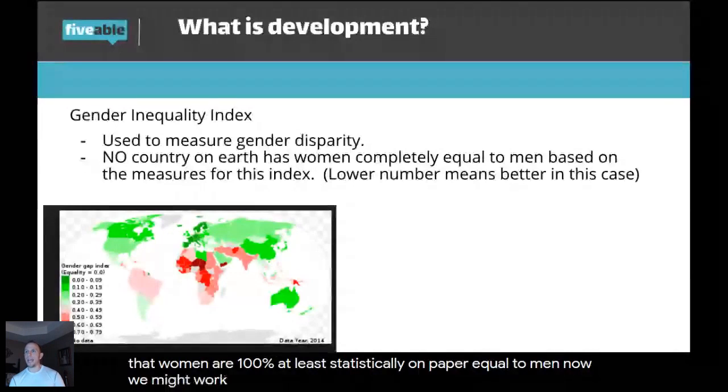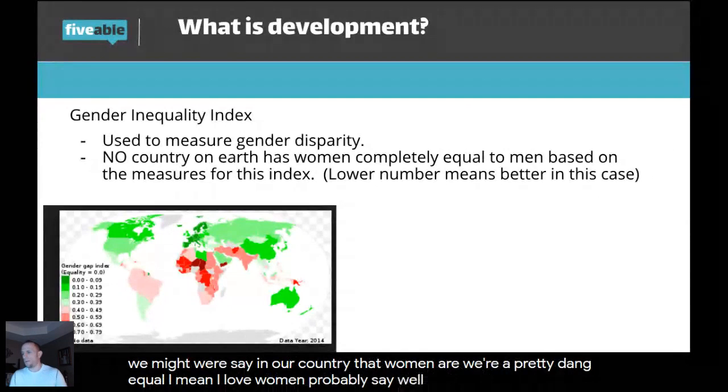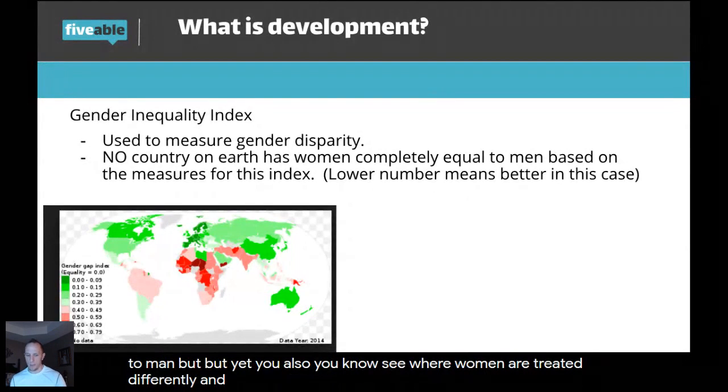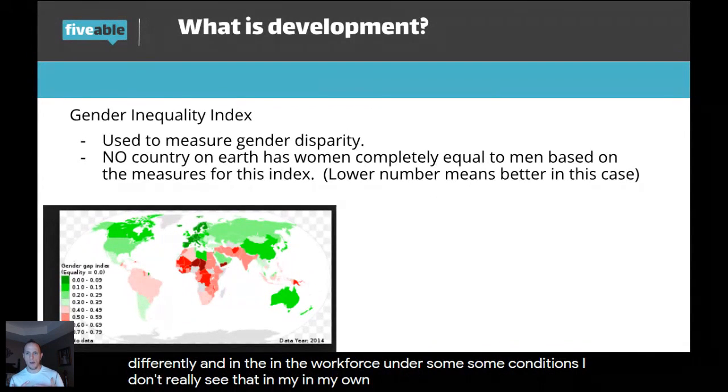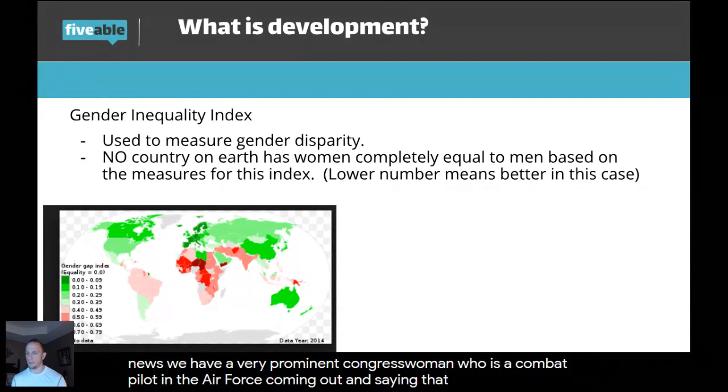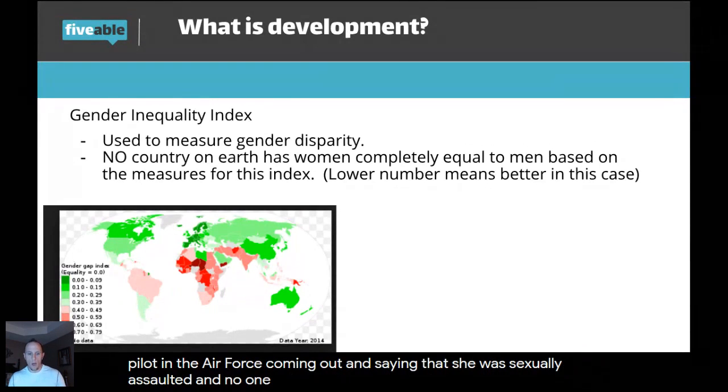Now, we would say in our country that women are pretty dang equal. A lot of women probably say, well, I don't feel like I'm inferior to men, but yet you also see where women are treated differently in the workforce under some conditions. I don't really see that in my own perspective, but just today on the news we have a very prominent congresswoman, I want to say the first combat pilot in the Air Force, coming out and saying that she was sexually assaulted, and no one would help her do anything about it.